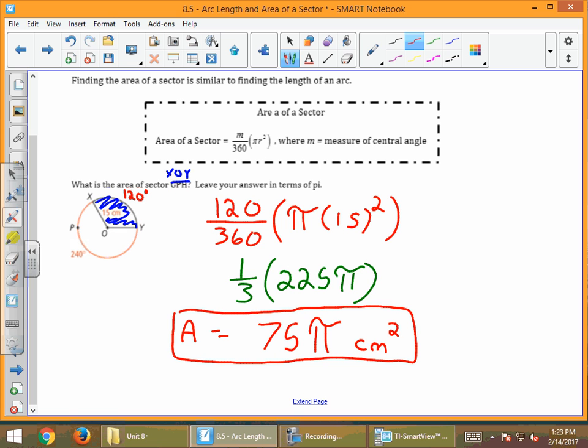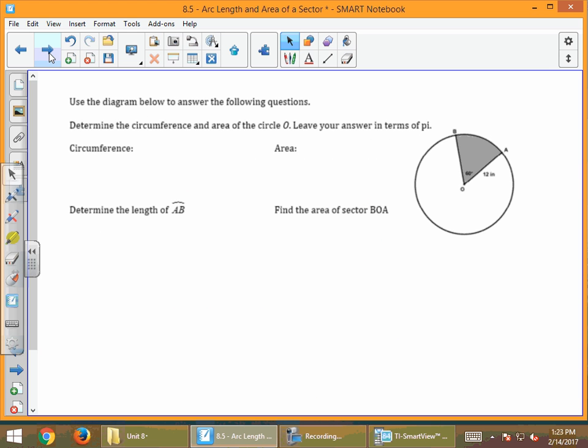75 pi centimeters squared. Area is always squared. Include your units. It's very helpful having that. That'll be solved. Questions with those? Not bad. You have to know those formulas though.